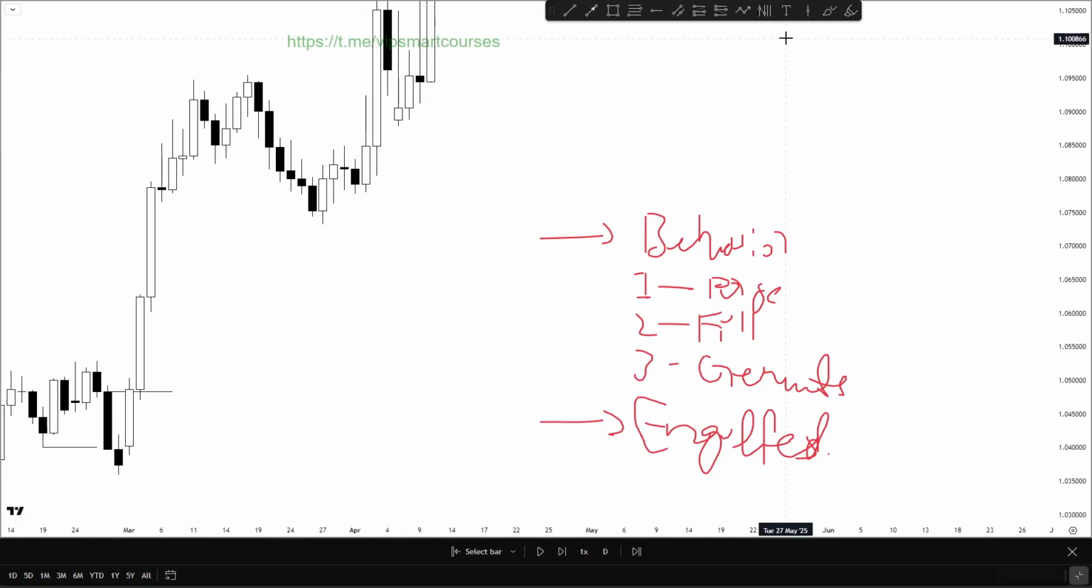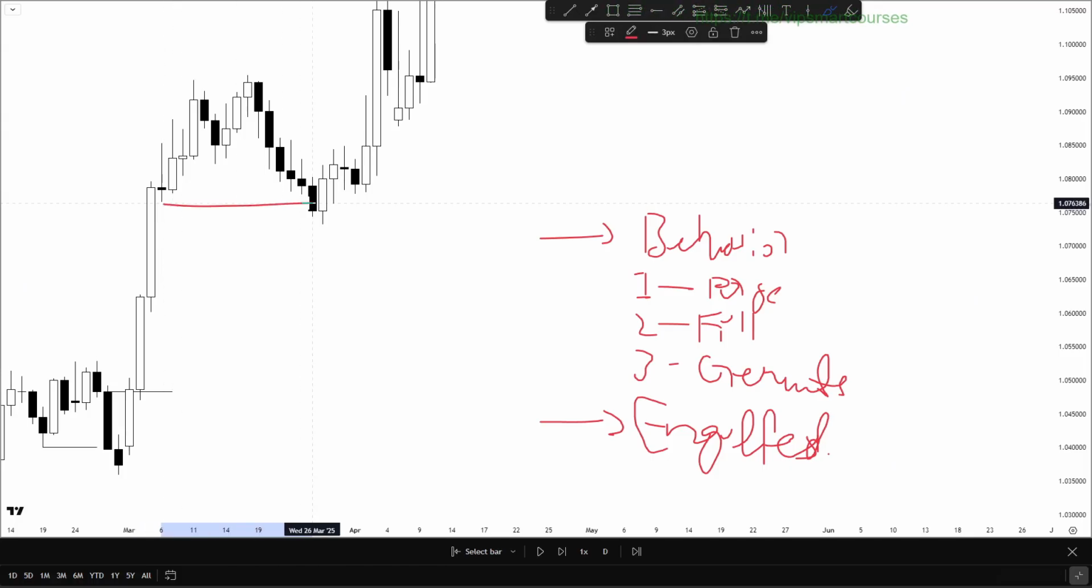The next example we have is right here. You can see that this candle filled liquidity by testing this fair value gap or filling this fair value gap.